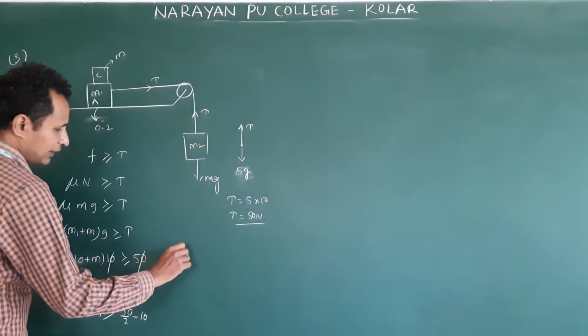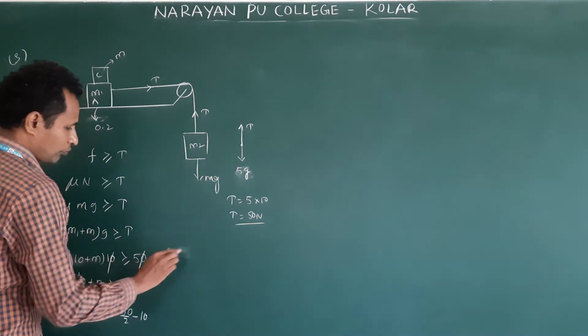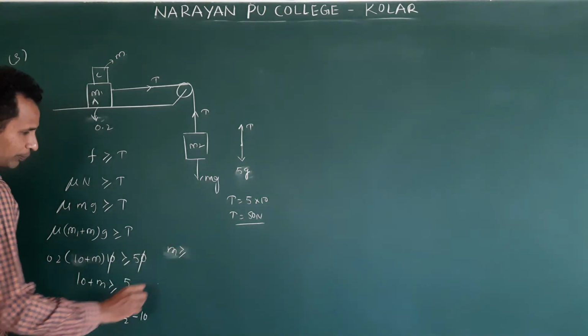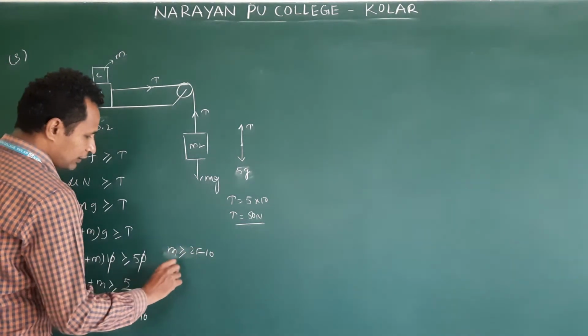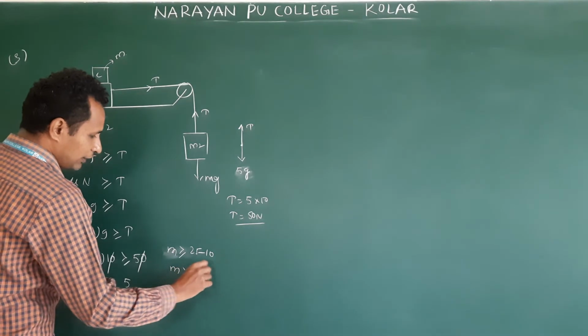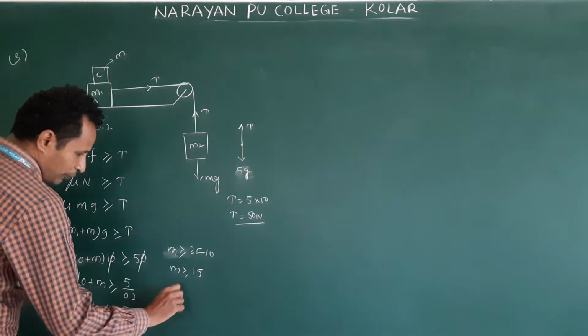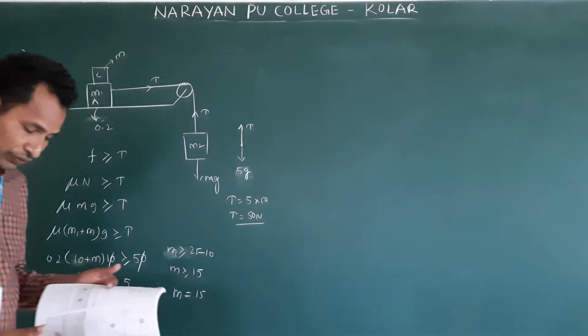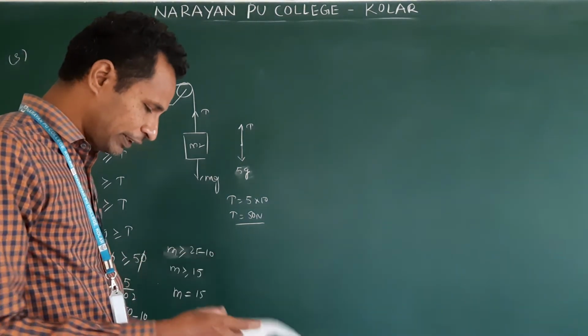So m is greater than or equal to 25 by 2 minus 10. m is greater than or equal to 15. So minimum is 15 kg, maximum is more than 15 kg. Clear? Check the option. Third one they mentioned, first, okay, 15 kg. Fourth one, this is important.